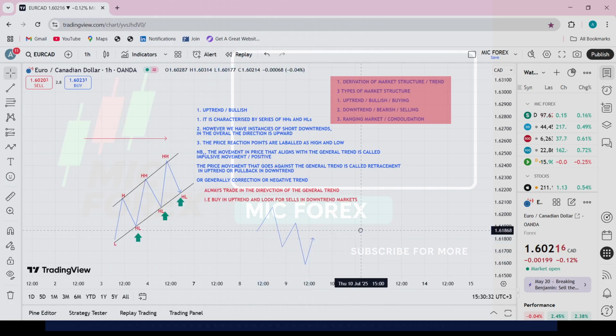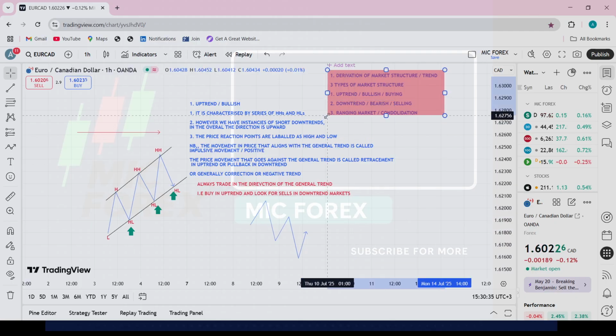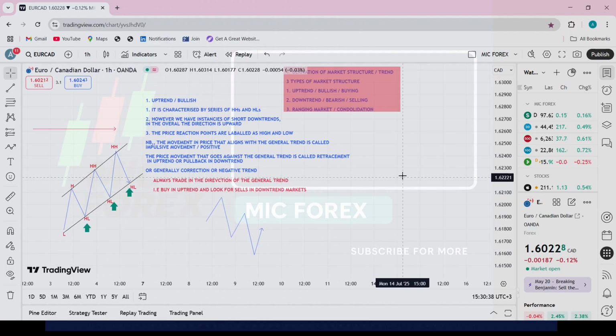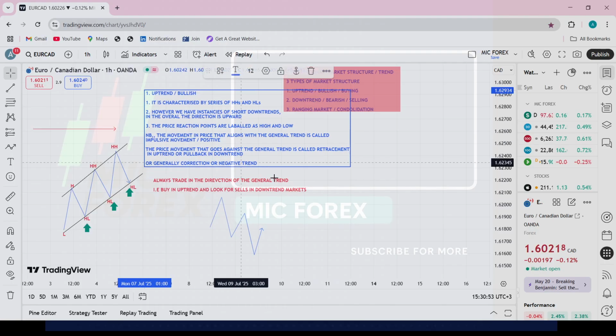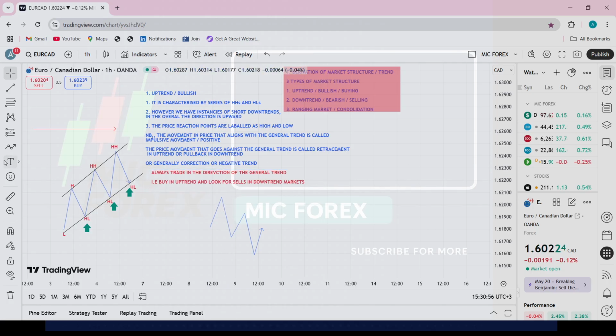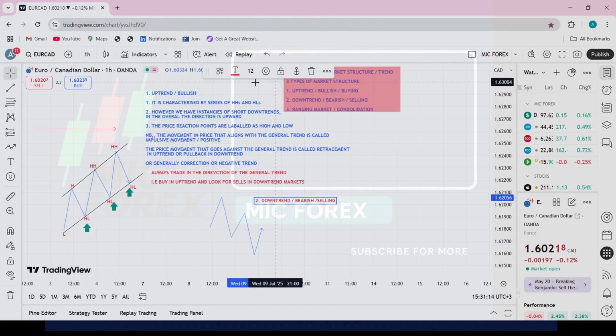Now let's look at it. I want to have all this on my board, sorry. So let's now talk about the downtrend, or let's try to derive a bearish market. So number two here is bearish market. Let me start with downtrend. This one is very superior. Downtrend or bearish, or just selling market. Let me change this color to black.